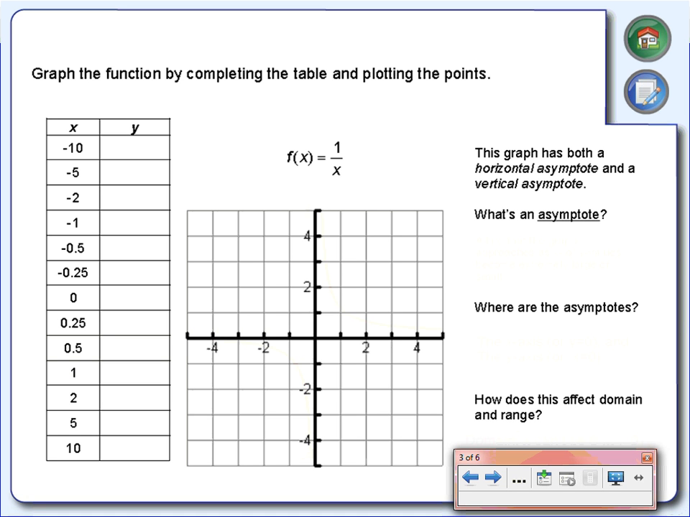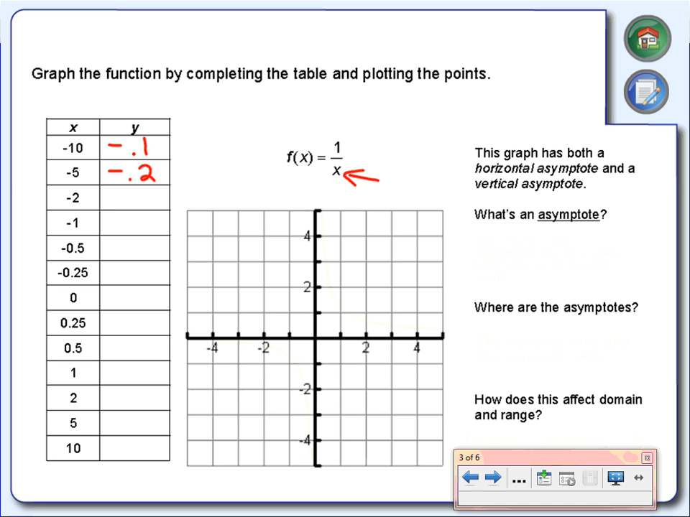Here we go. So we're going to start with negative 10. If I replace this x right here with a negative 10, what do I get? Well, let's find out. Put it in your calculator. What's 1 divided by a negative 10? Negative 0.1. So write that number down on your table. Negative 0.1. Now let's do 1 divided by a negative 5. That's negative 0.2.